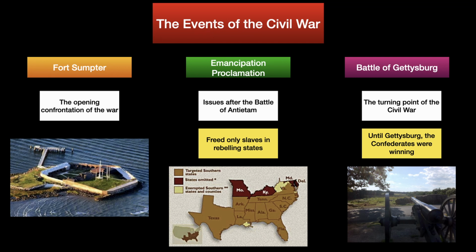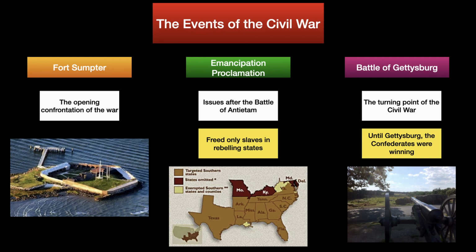Next up, we have the Emancipation Proclamation. This comes a little bit later. Abraham Lincoln issues the Emancipation Proclamation after the Battle of Antietam. Antietam is the first battle that many consider would be a Northern victory. And what Abraham Lincoln was afraid of is he really didn't want to issue the Emancipation Proclamation after a loss. And the South was winning the war pretty much early on.